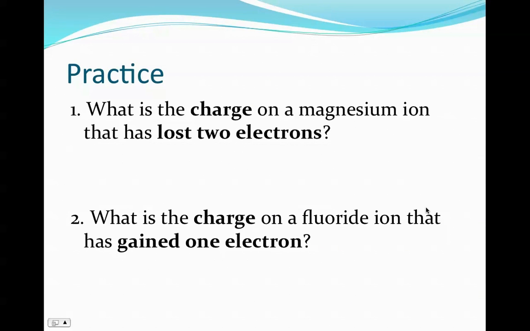So here's just a couple practice. Pause it, check your answers to see how you do, and then come to class with your questions. So what is the charge on a magnesium ion that has lost 2 electrons? Since I've taken out 2 negatively charged particles, I'm left with a +2 charge. All right, what is the charge on a fluoride ion that has gained 1 electron? So if I added in 1 negatively charged particle, that means my ion has a -1 charge.